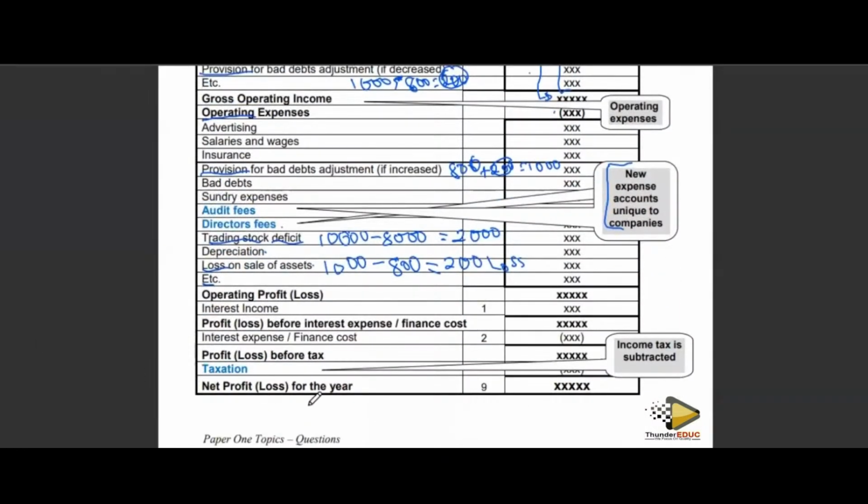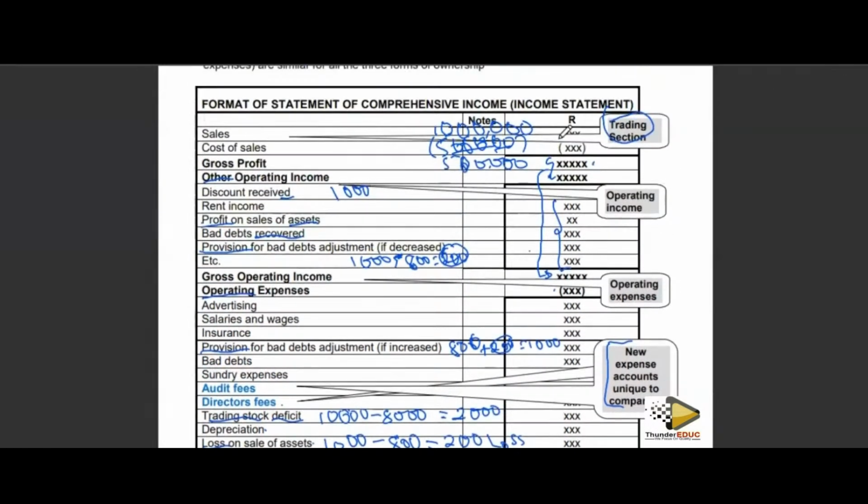Our major aim is to determine whether this business made a profit or a loss, right? But we are going through steps. We can't come to this figure without starting up here, okay? Remember at the beginning I said I'm not the one coming up with this structure. International Financial Reporting Standards is the one which designed this structure, and they say we must follow this structure, okay?